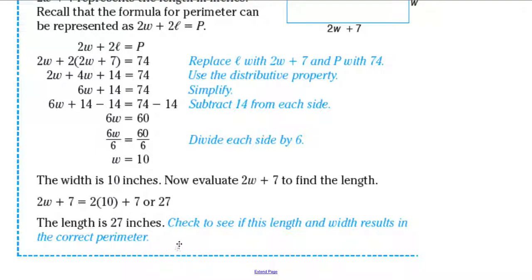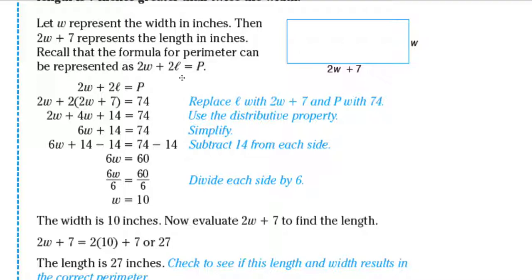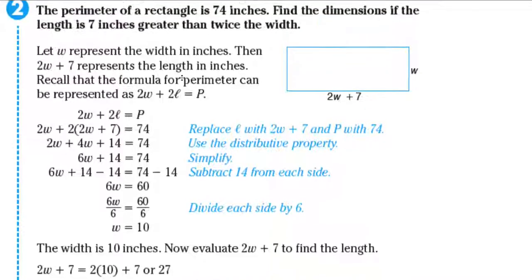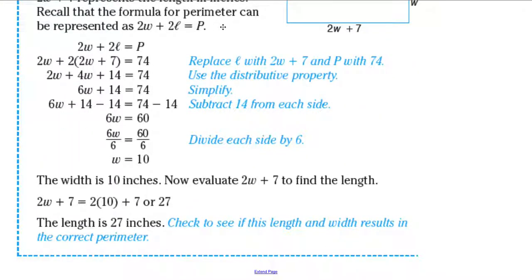Okay? Now to be able to find out if our answer is correct or not, we simply substitute 27 and 10 to 2W plus 2L. And you'll find out that the perimeter will be 74 inches. Okay, so basically this is what you do.